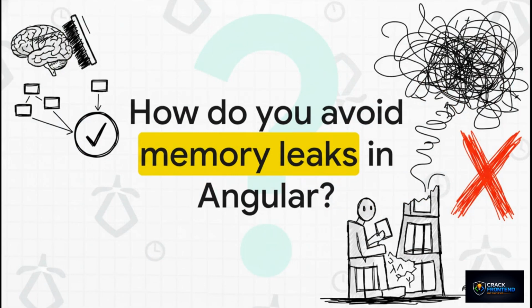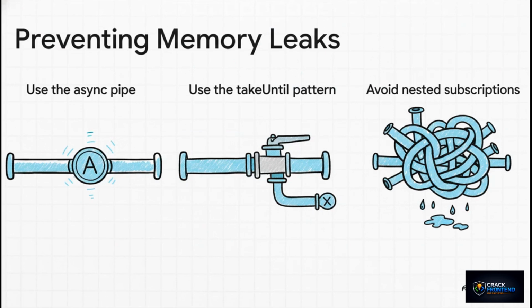Okay, this one is critical. Memory management is one of the biggest signs of a disciplined professional developer. One unmanaged subscription can bring an app to its knees. Look, the standard answer is unsubscribe in ngOnDestroy. And yeah, you should. But a senior developer talks about best practices that prevent the problem from even happening. It's about being proactive, not reactive.